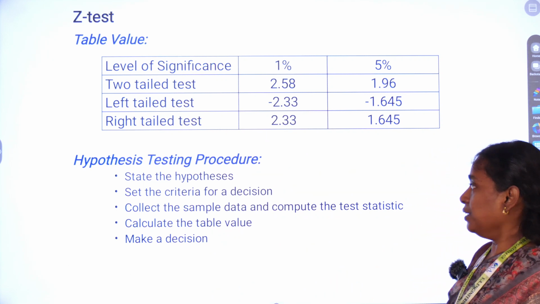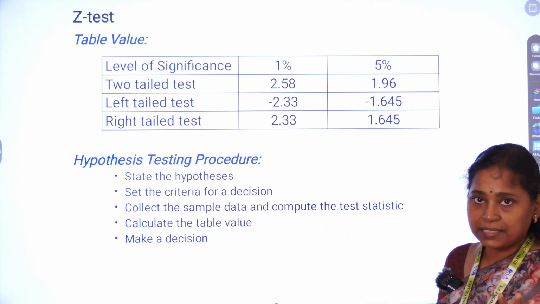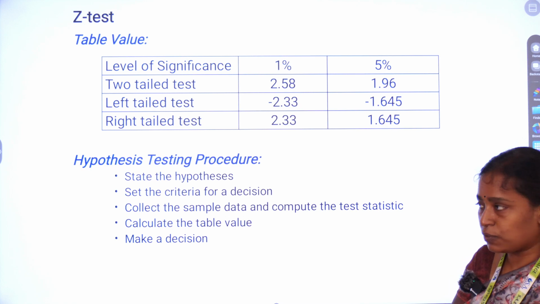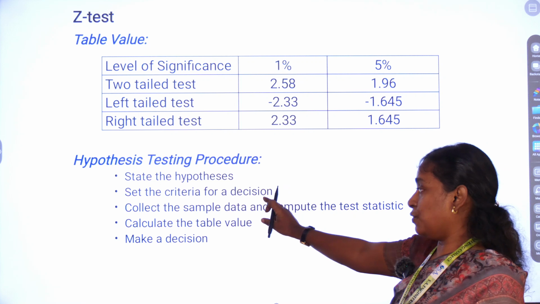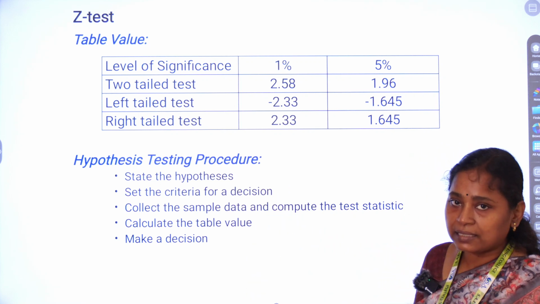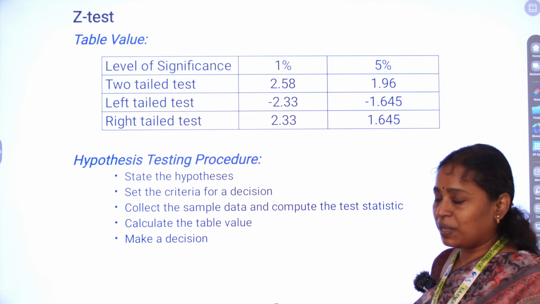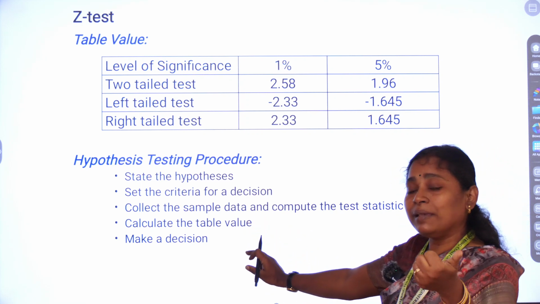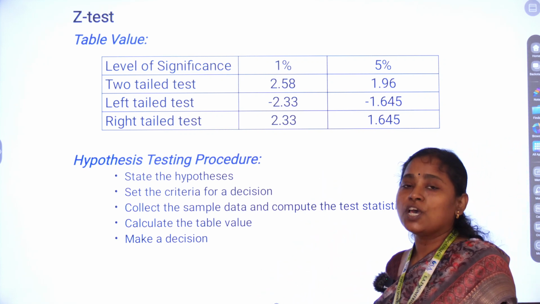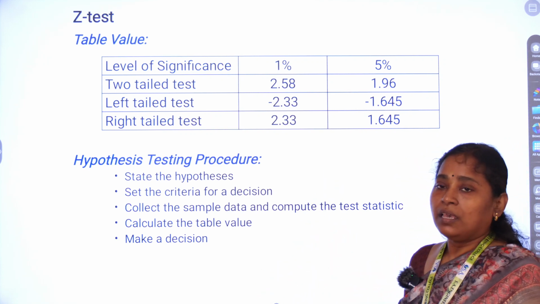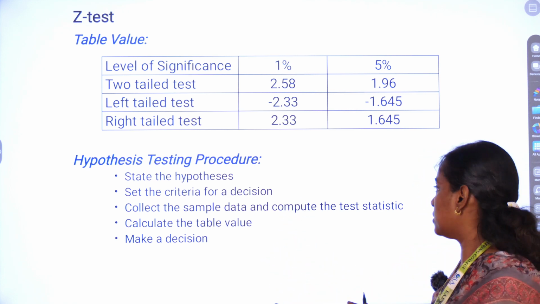So very important. The procedure for testing of hypothesis has 5 steps. The first step is state the hypothesis. The second one is set the criteria for a decision. Next is collect the sample data and compute the test statistics. The next one is calculate the table value, and at last make a decision. So these are the 5 important steps performed in all the sessions.